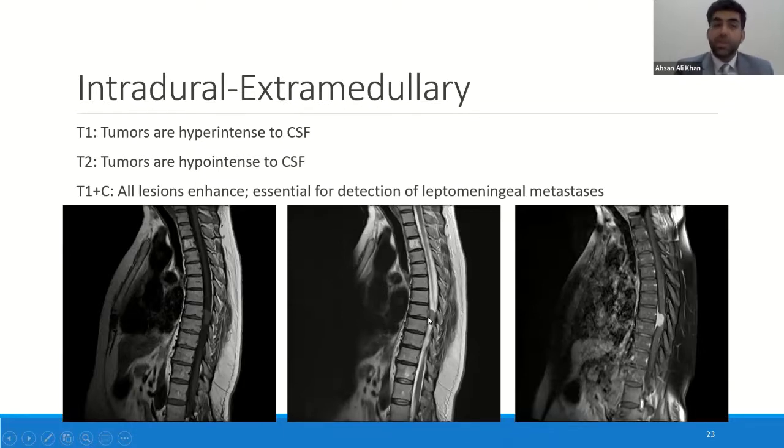On T2, these are hypointense to the CSF. This is a tumor. You can see the CSF is quite bright, and the tumor is hypointense. And all the lesions enhance. The intradural extramedullary lesions always enhance, and the contrast enhancement is essential for detection of leptomeningeal metastasis. So I'm going to show you more scans of leptomeningeal metastasis and how we see those in our practice.